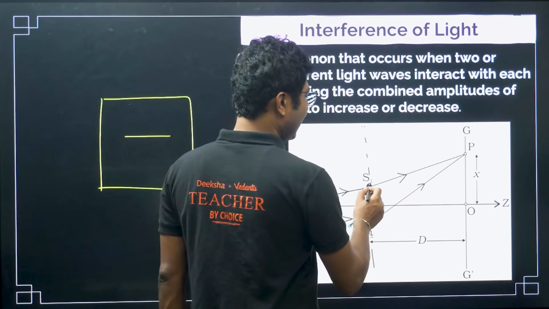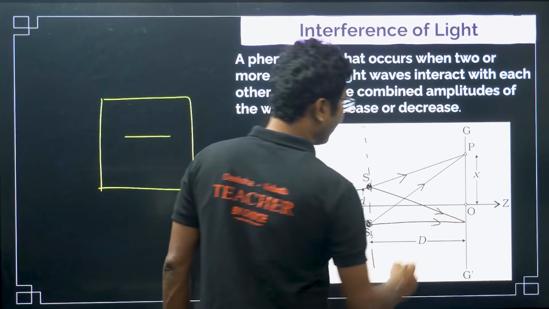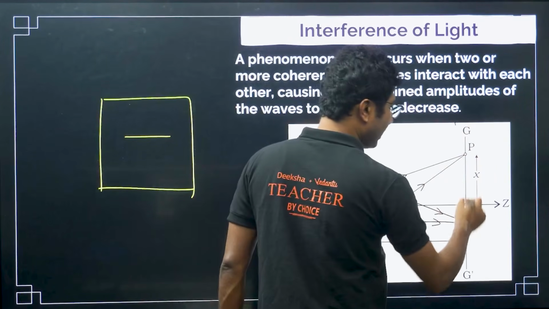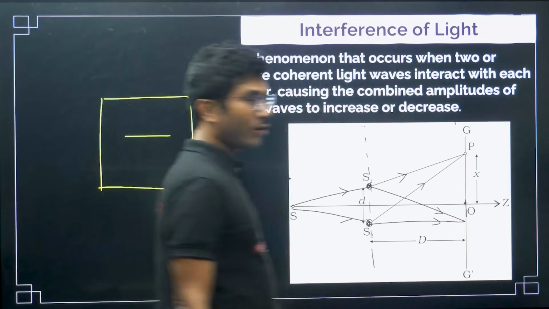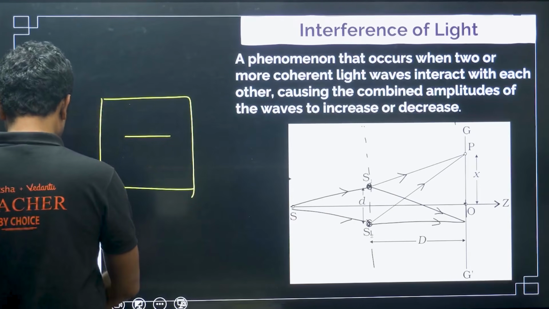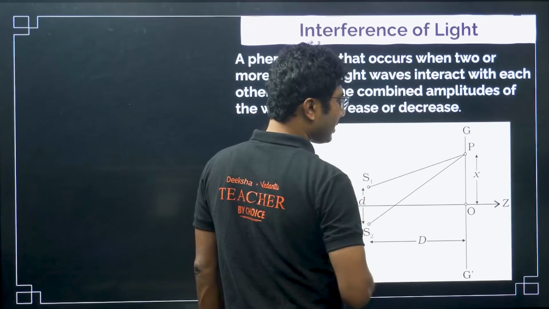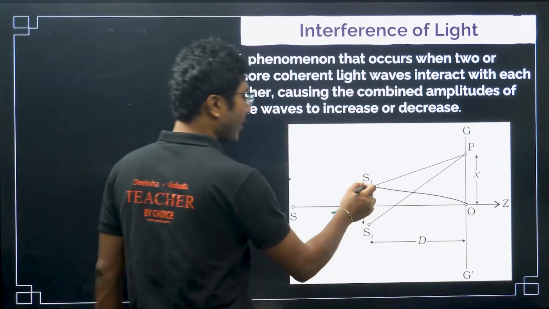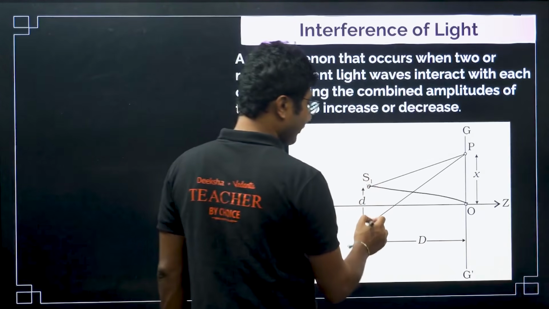Any ray of light if you consider, they will be coherent rays. And we will observe some pattern. This is our screen. This point has a very special name, called central maximum. Why is it called central maximum? If you consider the light ray travelling from S1 to O, at this point they are in phase, right, their phase difference is 0.